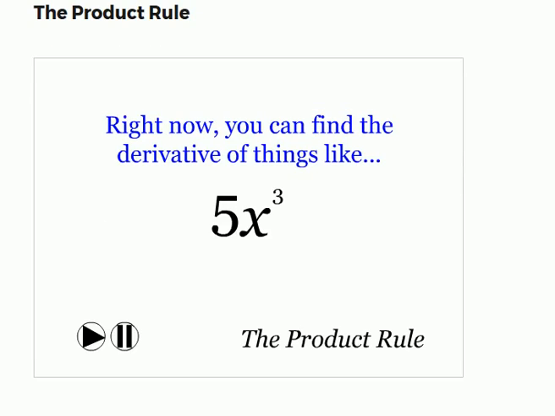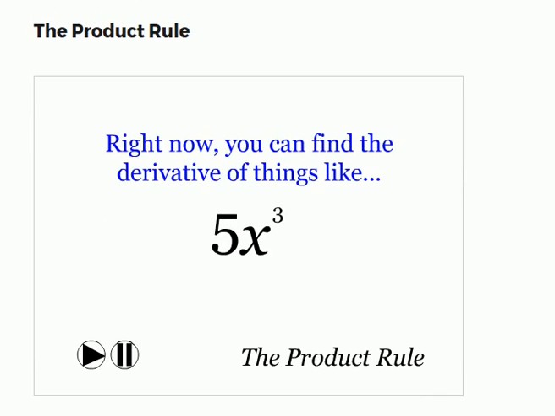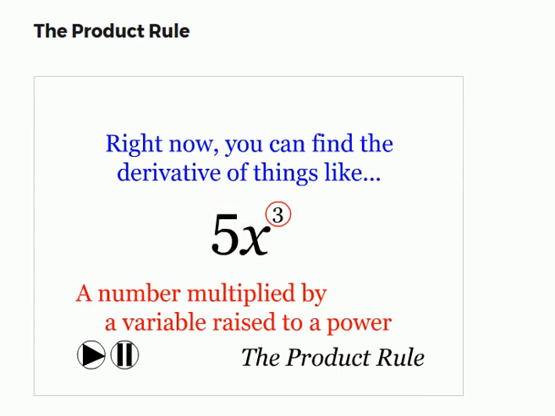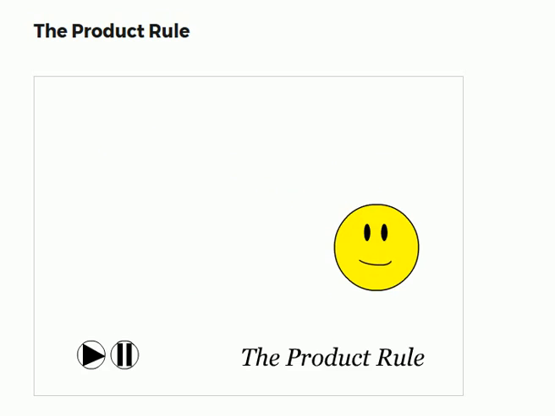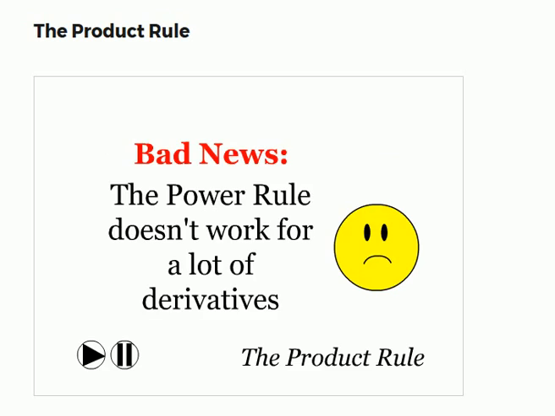Once you master the power rule, you can take the derivative of anything that looks like this: a number times a single variable being raised to a power. That's the good news. Here's the bad news. There's a lot of stuff you're going to have to take the derivative of that doesn't come in that form.